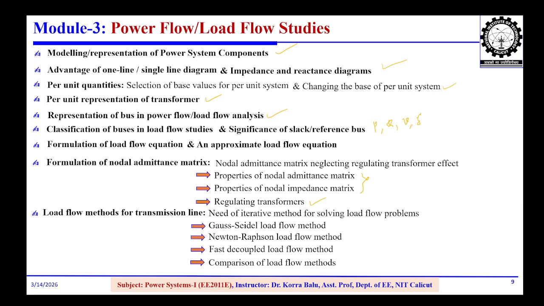Then we'll consider calculating the nodal admittance matrix by considering regulating transformers. Under the regulating transformer, again there are two cases: when the tap changing is opposite to the given impedance, and when the tap changing is on the same side as the impedance. We'll consider these two different cases to calculate the nodal admittance matrix. Then we'll move forward to the load flow methods for the transmission line.